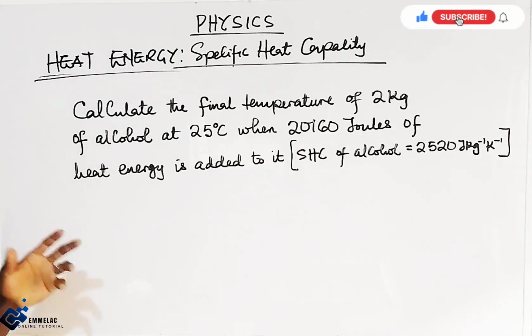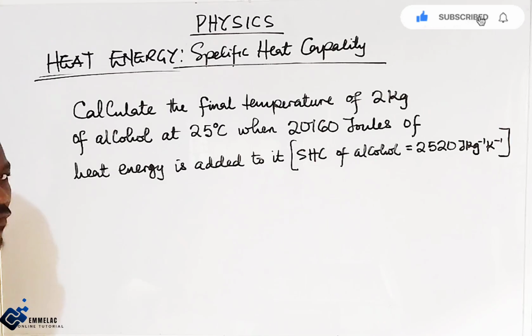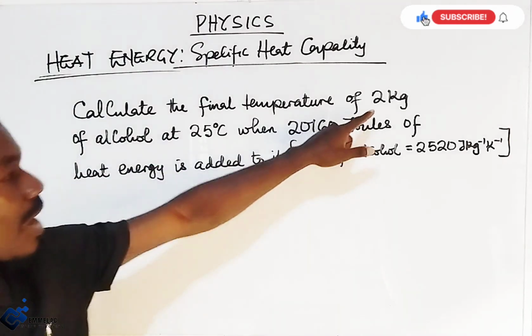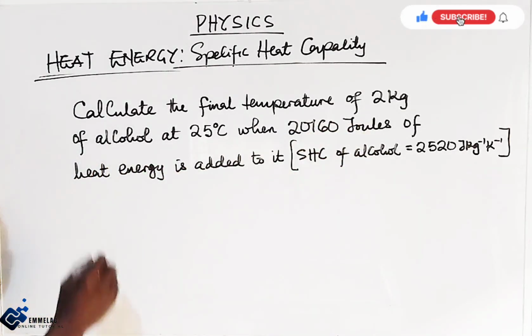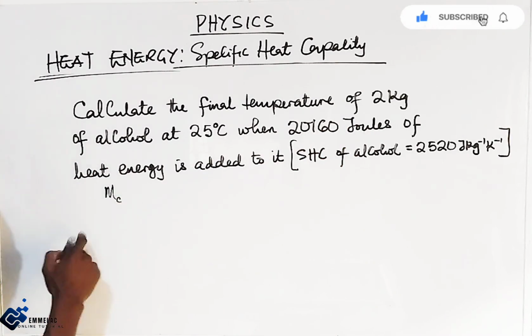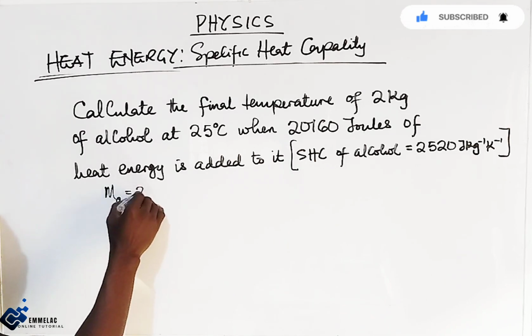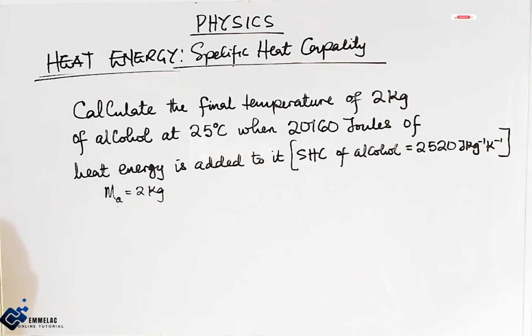Alright, now first, let's start. Now, first of all, when you encounter questions like this, it's very important that you write out the parameters in the question. Now, first of all, we are given that the mass of the alcohol, let's just signify it as MA, is 2 kilogram.